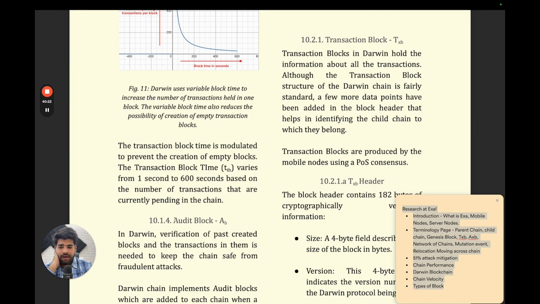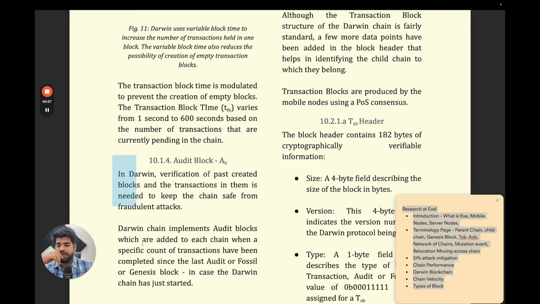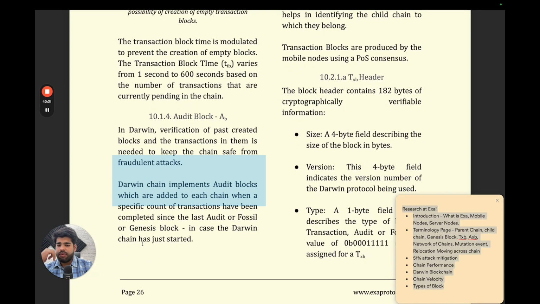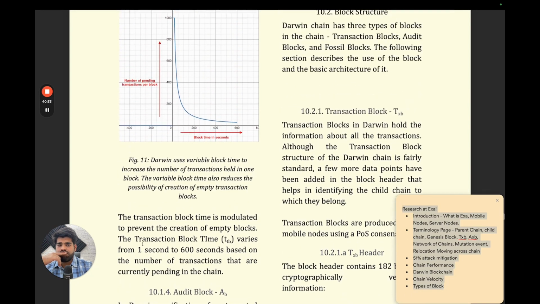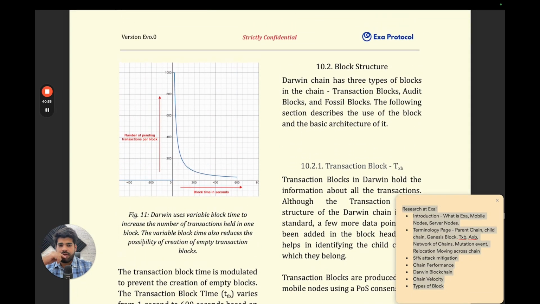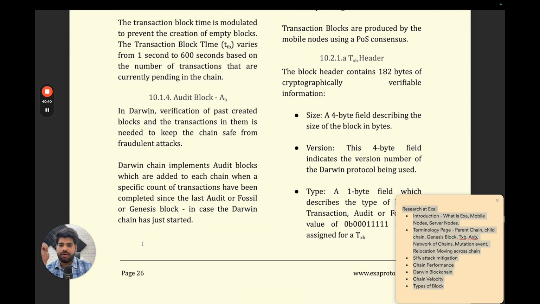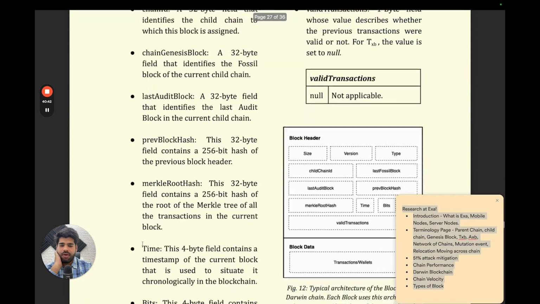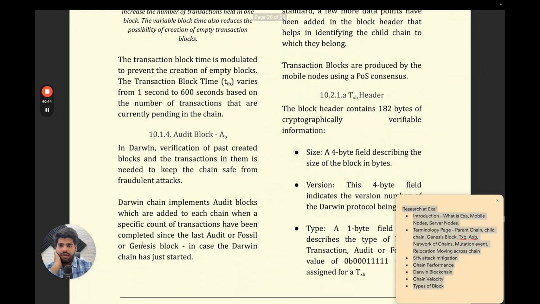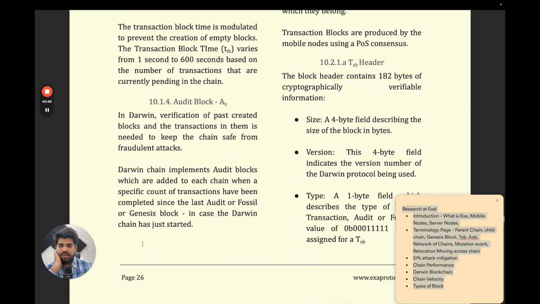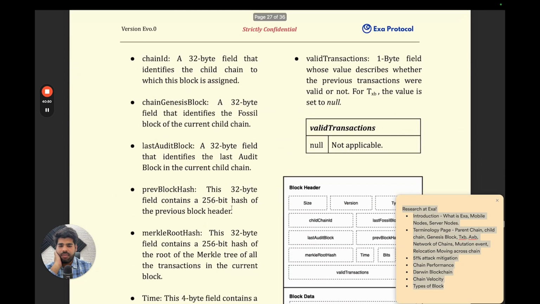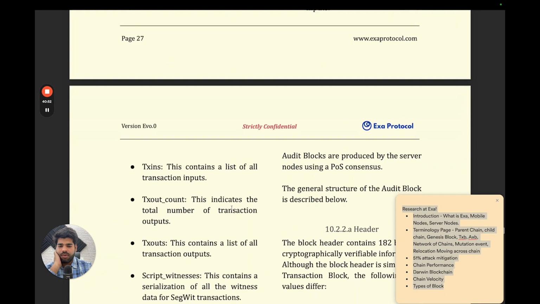The audit block is basically created to verify the previous transaction block. It is created by the server nodes, and the block time of the audit block is set to 60 seconds. It takes about 60 seconds to mine the audit block. And in the next sections, we have mentioned the architecture of the transaction blocks and also the audit blocks, if you go through the yellow paper.